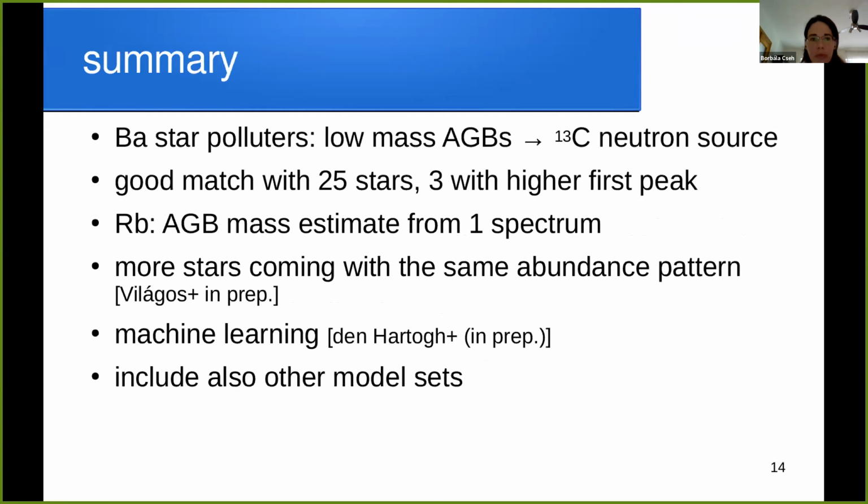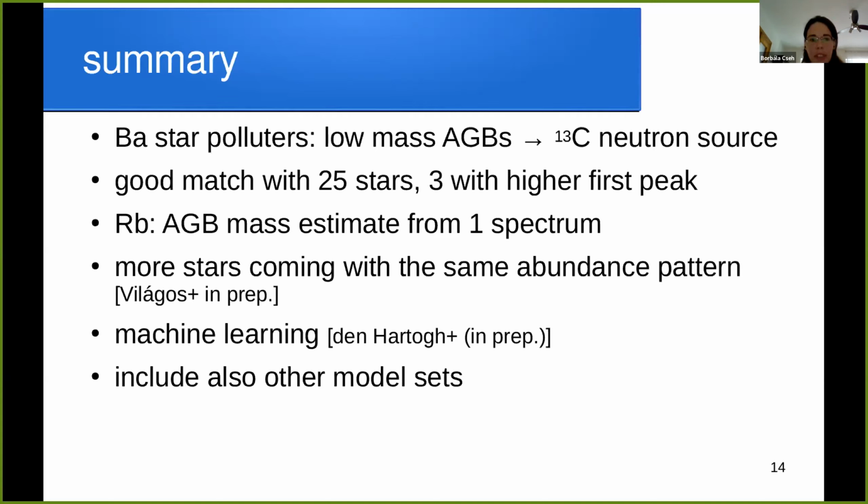So a summary of my talk. As I have shown, the barium stars are polluted by AGB stars. All of these AGB stars are low mass AGBs, so they are below 4 solar mass, which means that the C13 is the main neutron source. We have found good match with 25 stars with the models, and the 3 stars show higher first peak in the S-process peak. And we can use rubidium to estimate the mass of these stars to constrain.